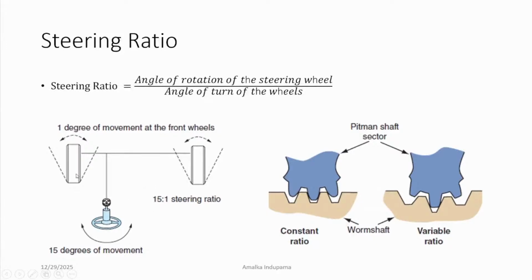Right? Suppose we have a steering linkage or steering mechanism. Whenever we rotate the steering wheel by 50 degrees, and then if your wheel rotates 1 degree, then we call it a steering ratio of 50, right? So it is the steering wheel rotation angle divided by the wheel rotation angle. This is how steering ratio is calculated.